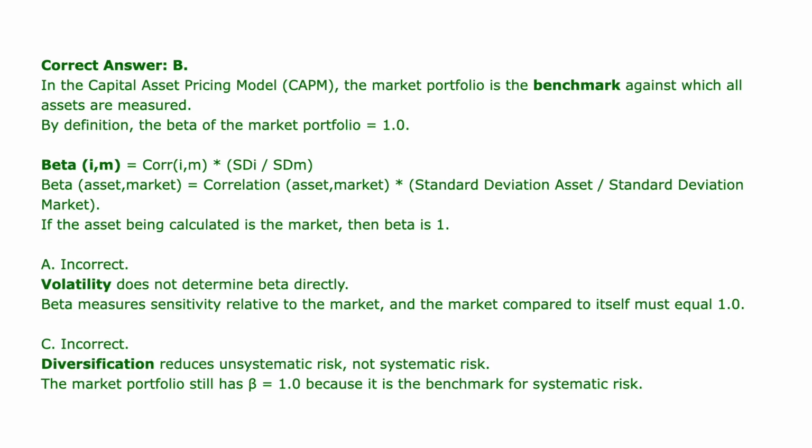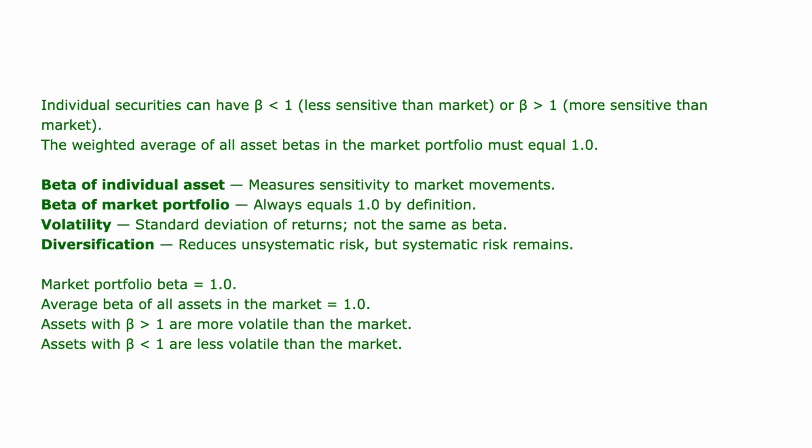Option C, diversification reduces unsystematic risk, not systematic risk. The market portfolio still has beta equals 1.0 as the systematic risk benchmark. The beta formula confirms this mathematically. When the asset is the market itself, correlation equals 1.0 and asset standard deviation divided by market standard deviation equals 1.0. Therefore, market beta equals 1.0.